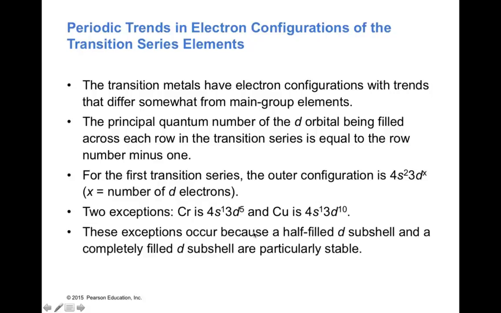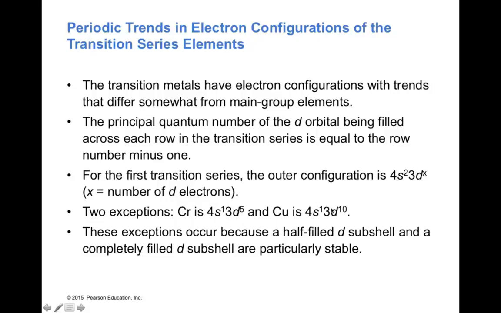These exceptions occur because half-filled d subshells and completely filled d subshells are particularly stable. So that's why, instead of 4s2 3d4, it's better to have these orbitals half filled. So you use one of these electrons and put it here.